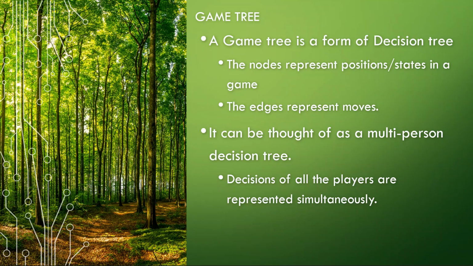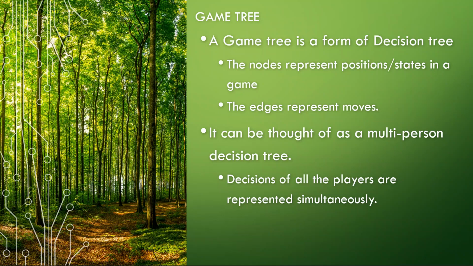So a game tree is a form of decision tree. Here it means that the nodes represent possible positions as states in a game, and the edges represent the moves. So again, the nodes are the actual game, the possible move, and an edge means a transition from one board state, where one player has made a move, to where another player has made a move.